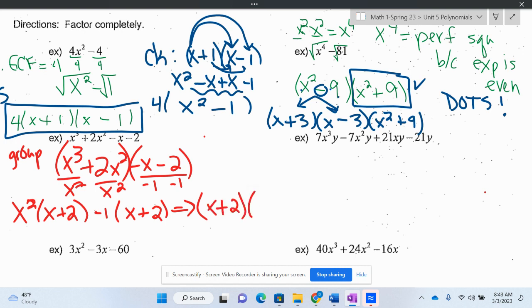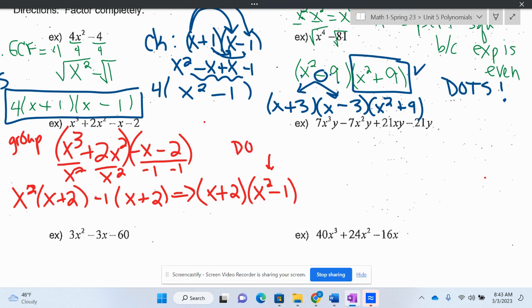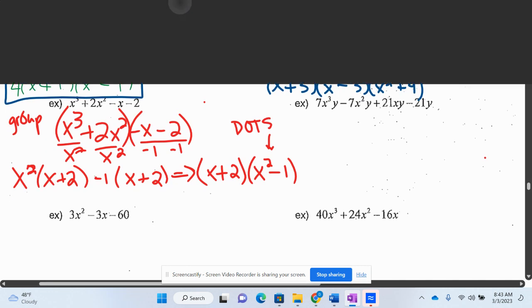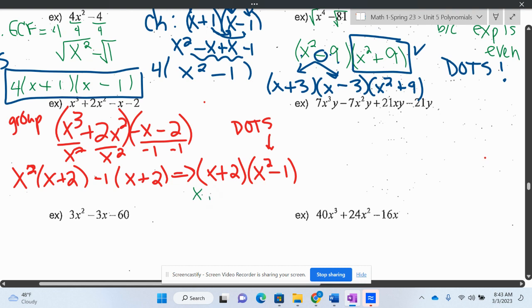And do I have what's left over? What's left over? X squared minus 1. That looks a lot like what we started with up top when we took out our 4. So what is this? What's x squared minus 1? It's the difference of 2 squares. So what does that mean? Well, that means that this can be factored again, right? We're going to factor this again. So the x plus 2 does not change.